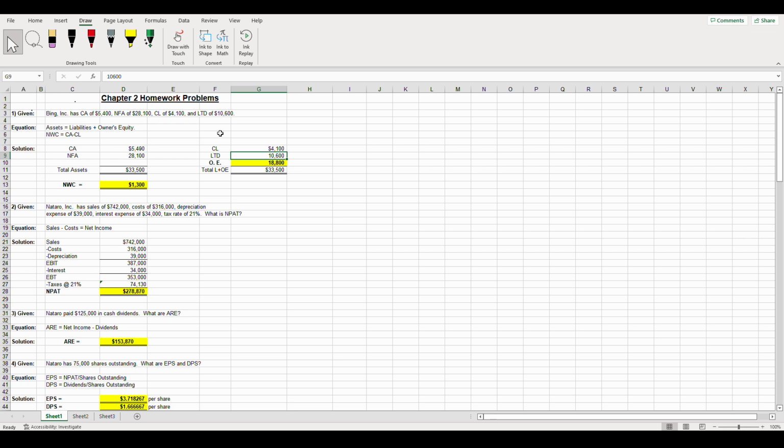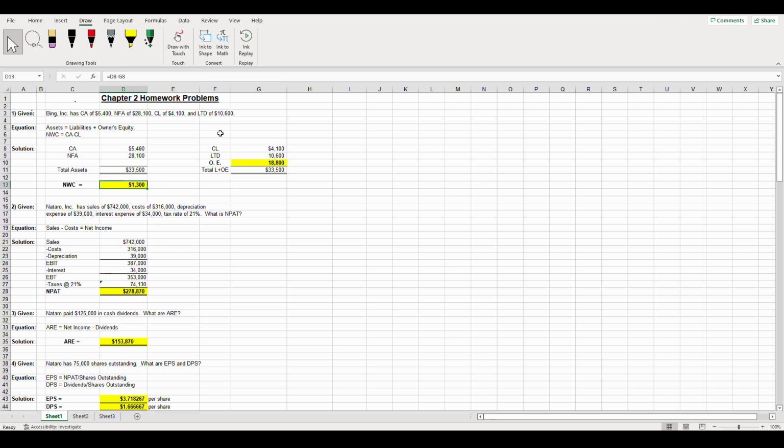I can bring in my long-term debt of $10,600, and then this becomes the subtraction. To get owner's equity, I take liabilities plus owner's equity, minus current liabilities, minus long-term debt, and that gives you your owner's equity of $18,800 to balance out the balance sheet.